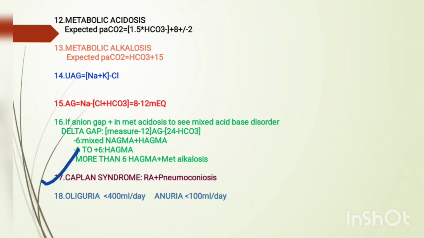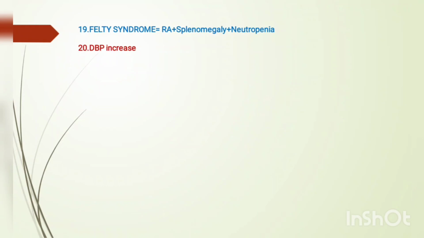Now this point is also one of the previous year questions. What is Caplan syndrome? It is rheumatoid arthritis with pneumoconiosis. What is oliguria? When the urine output is less than 400 ml per day. Anuria is when the output is less than 100 ml per day. Now Felty syndrome, this is also one of the previous AIIMS questions. It consists of rheumatoid arthritis with splenomegaly with neutropenia.